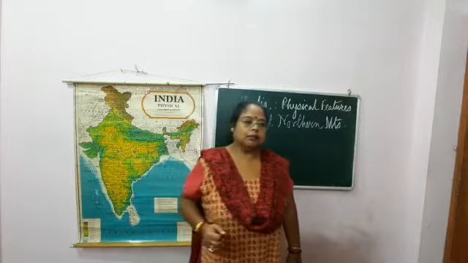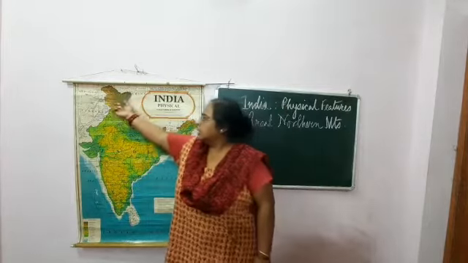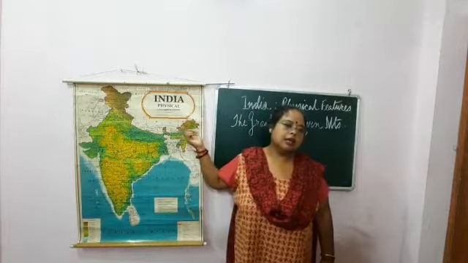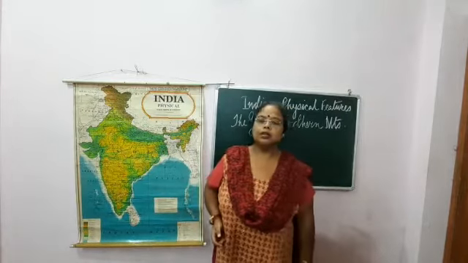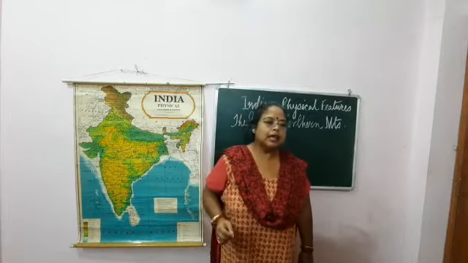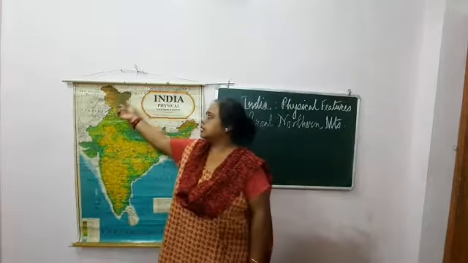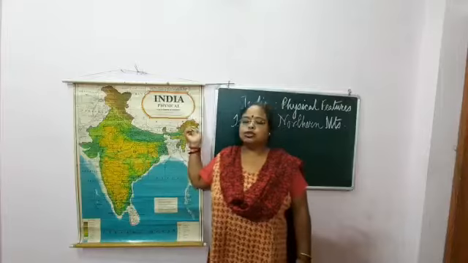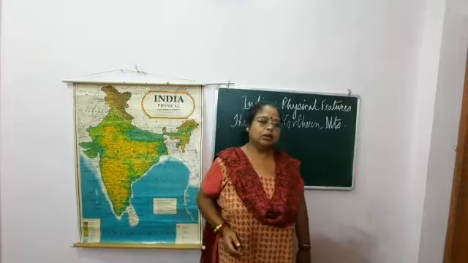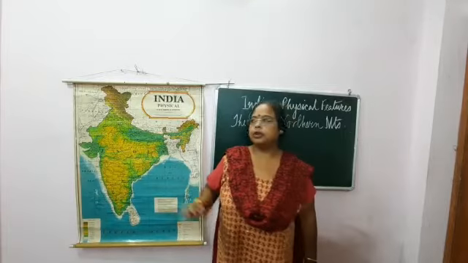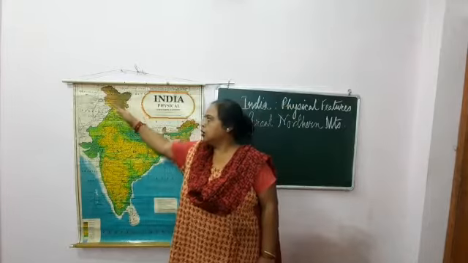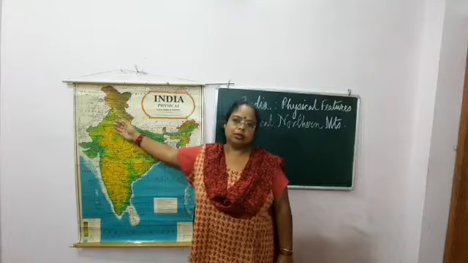The Great Northern Mountains. The Himalayan mountains of India are known as the Great Northern Mountains. They are located, as you have seen, in an arc shape in the northern part of India, and they form a natural boundary on the northern side.